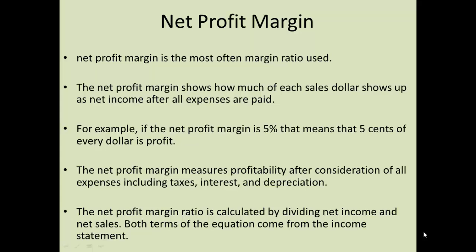The third one is net profit margin. Net profit margin is the most often margin ratio used. The net profit margin shows how much of its sales dollar shows out as net income after all expenses are paid. For example, if the net profit margin is 5%, that means that 5 cents of every dollar is profit.